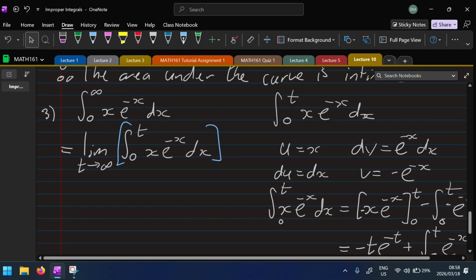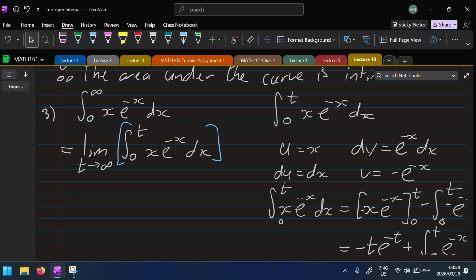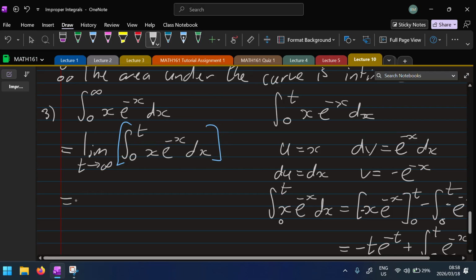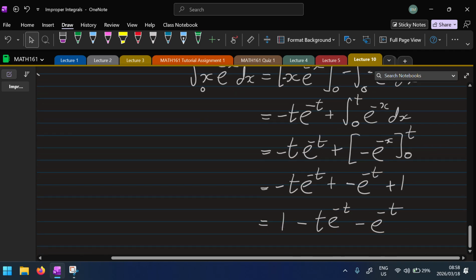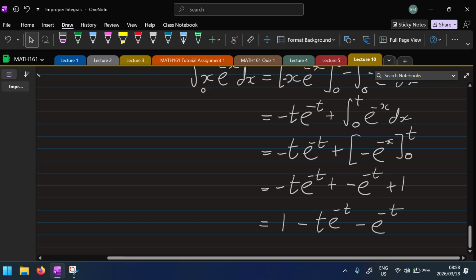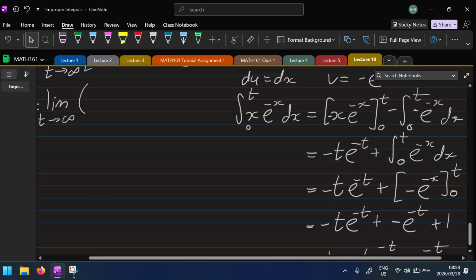Okay, so integration by parts. You can already see there's a lot going on here. It's improper, we've got integration by parts to do. Now when we do the limit, we'll see we have to do L'Hopital's rule. Quite a lot going on. So this will be the limit as t goes to infinity of all of this that we got here: 1 minus t e to the minus t minus e to the minus t.